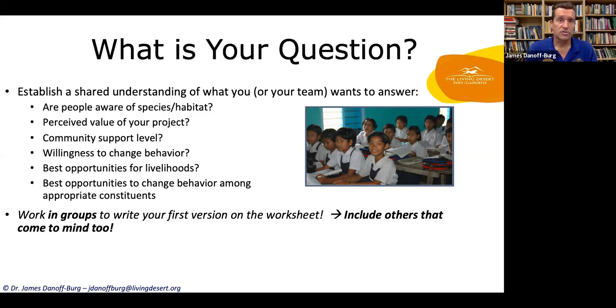What would that community that you're talking to think of your project in terms of its value? Would they support it? The behavior change program that you're thinking of suggesting and trying to understand and research? Would they be willing to change their behavior? Are there opportunities for a livelihood improvement in this program as well? Because when we work that in, they are almost always more successful. Because when people benefit by conservation, they're going to be much more likely to support it. And which parts of the community, which constituents, are more likely to change their behavior than others?